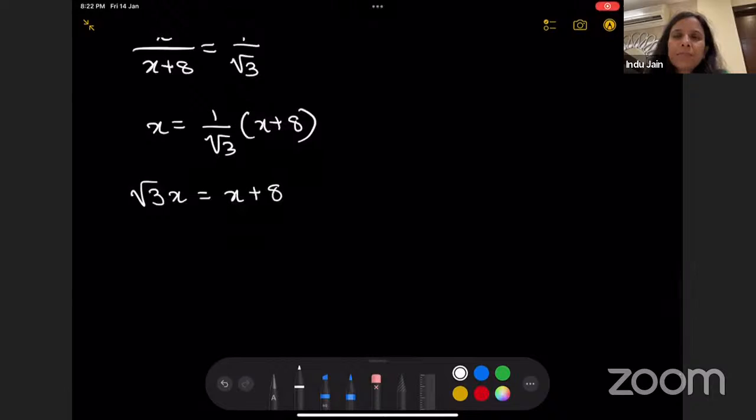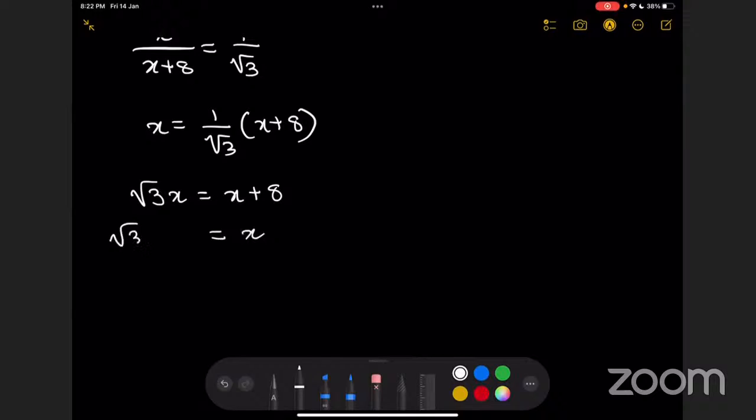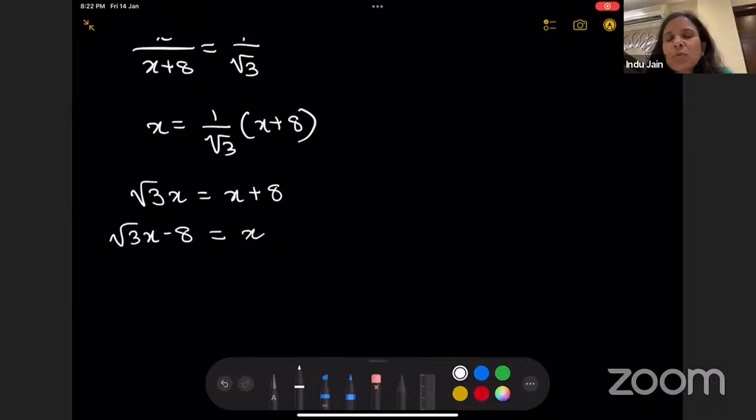And then now shift the X. Shift the X, all the terms. No. Shift X. You have to always collect the like terms together. Root 3x and X are like terms. So you have to move them on the one side and constant on the other side.